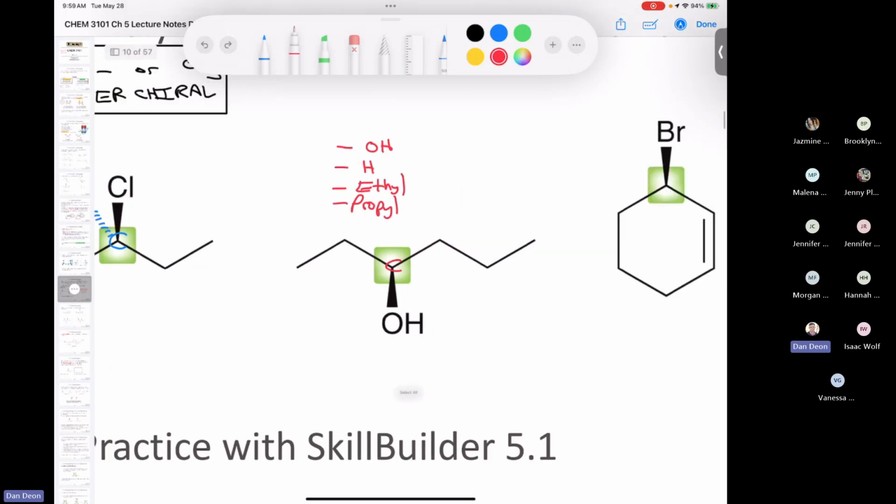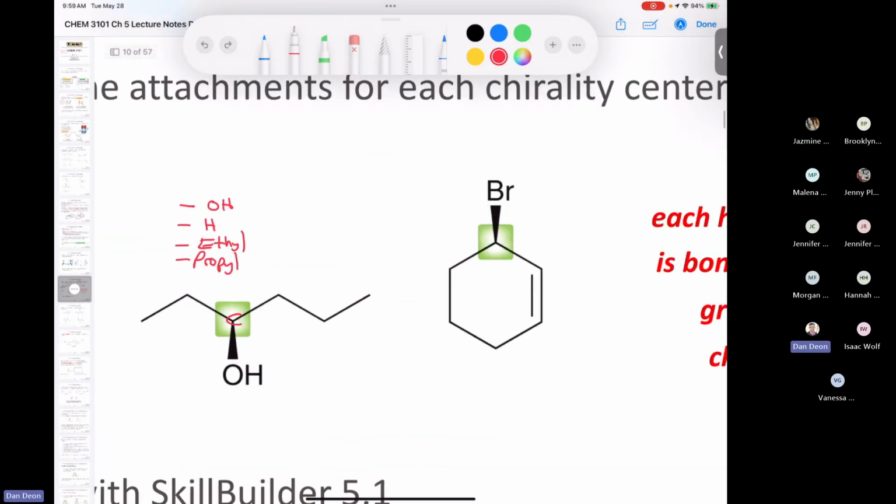Let's try one more. The carbon highlighted in green here is chiral. Why? Because it's attached to a bromine, it's attached to a hydrogen. On one side, it's attached to a carbon that is sp2 hybridized. And on the other side, it's attached to a carbon that is sp3 hybridized. Those are 2 different carbons. And so it's attached to 4 different groups.